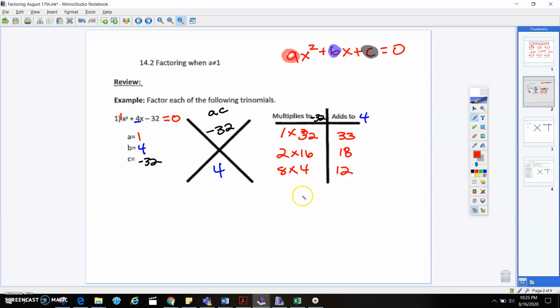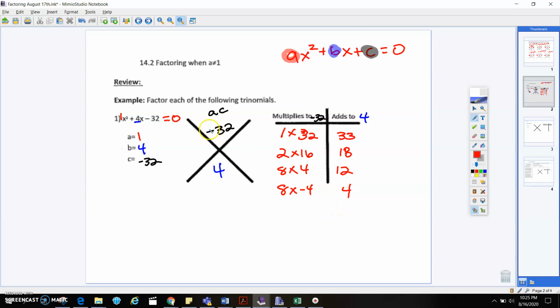Okay, so that's also something to keep in mind. So we need to take one of these numbers and make it negative. Well, what if we made this 4 negative? Okay, so let's try that. 8 times negative 4. Well, that gives us negative 32. But if I add it together, that also gives us 4.